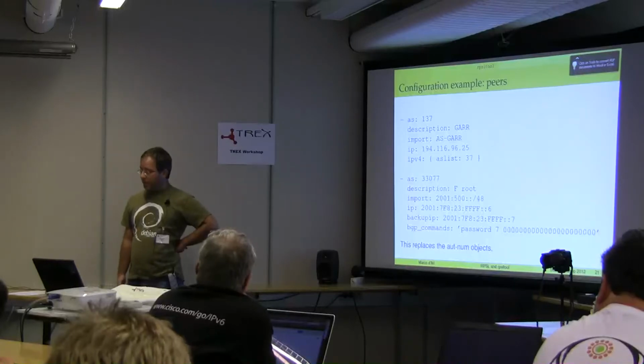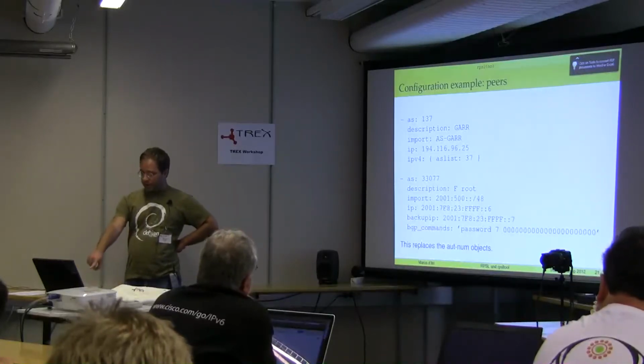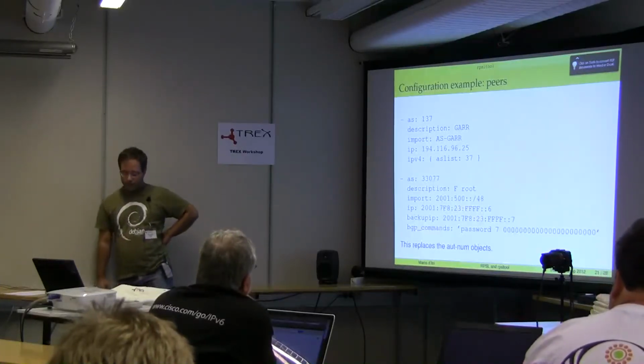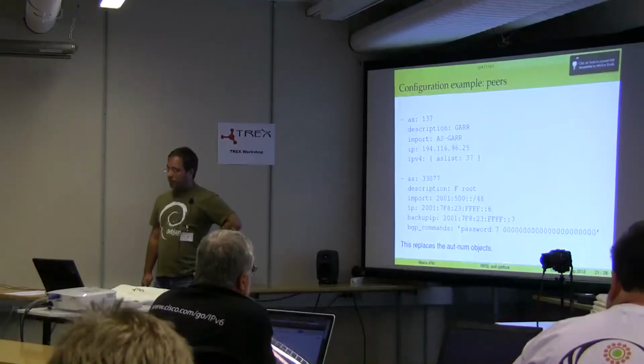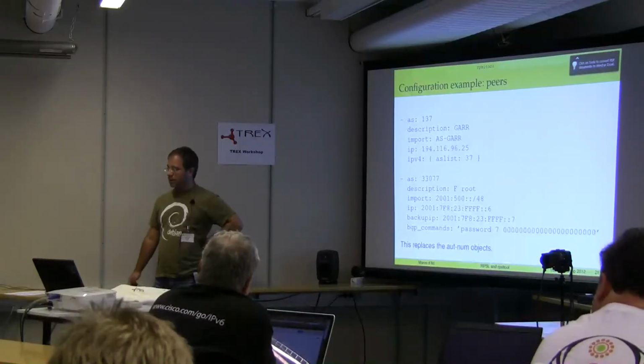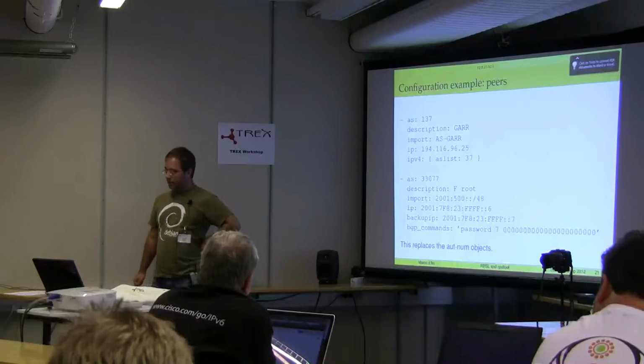Then there is the IP address of the neighbor. You can see in the second example that there is also a backup IP address, which is the second peering session, because Namex has two LANs like links.